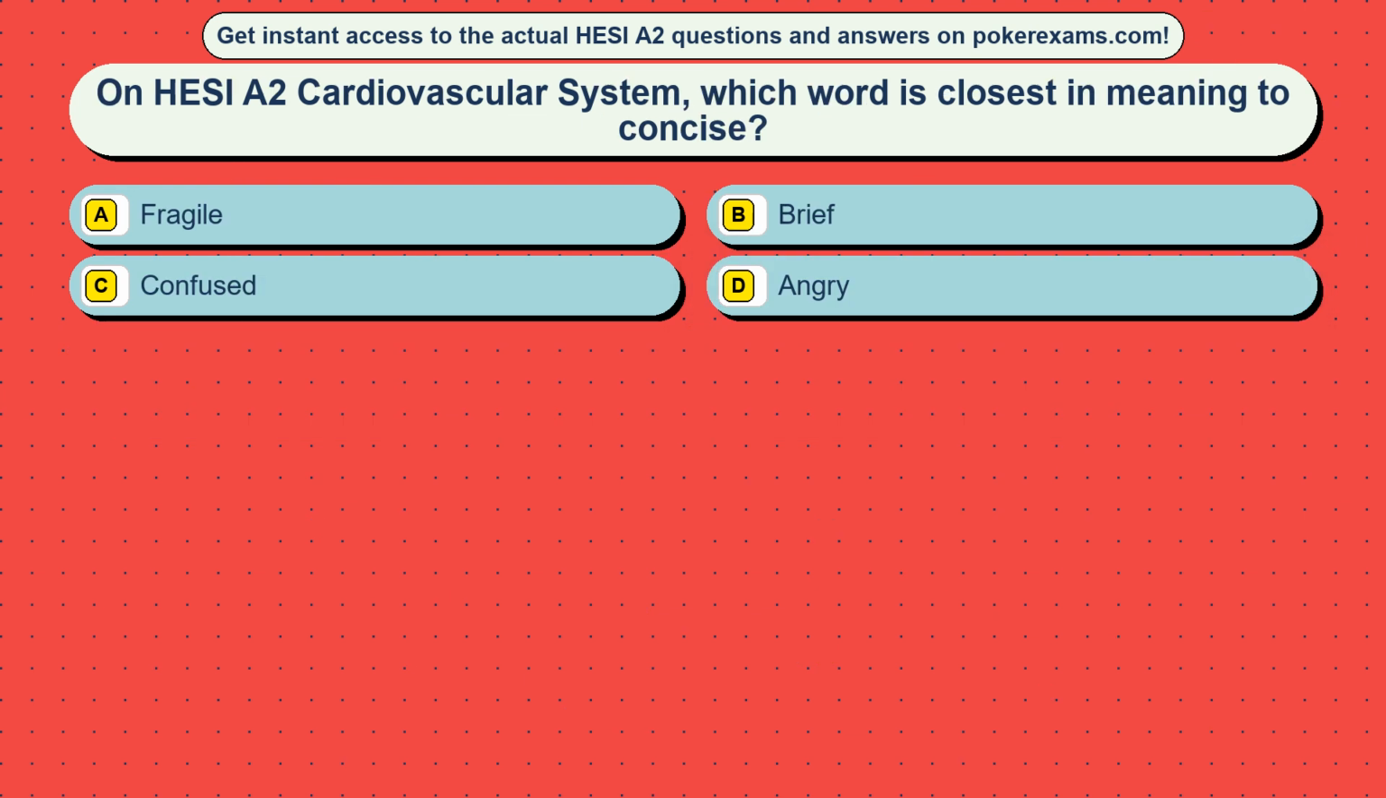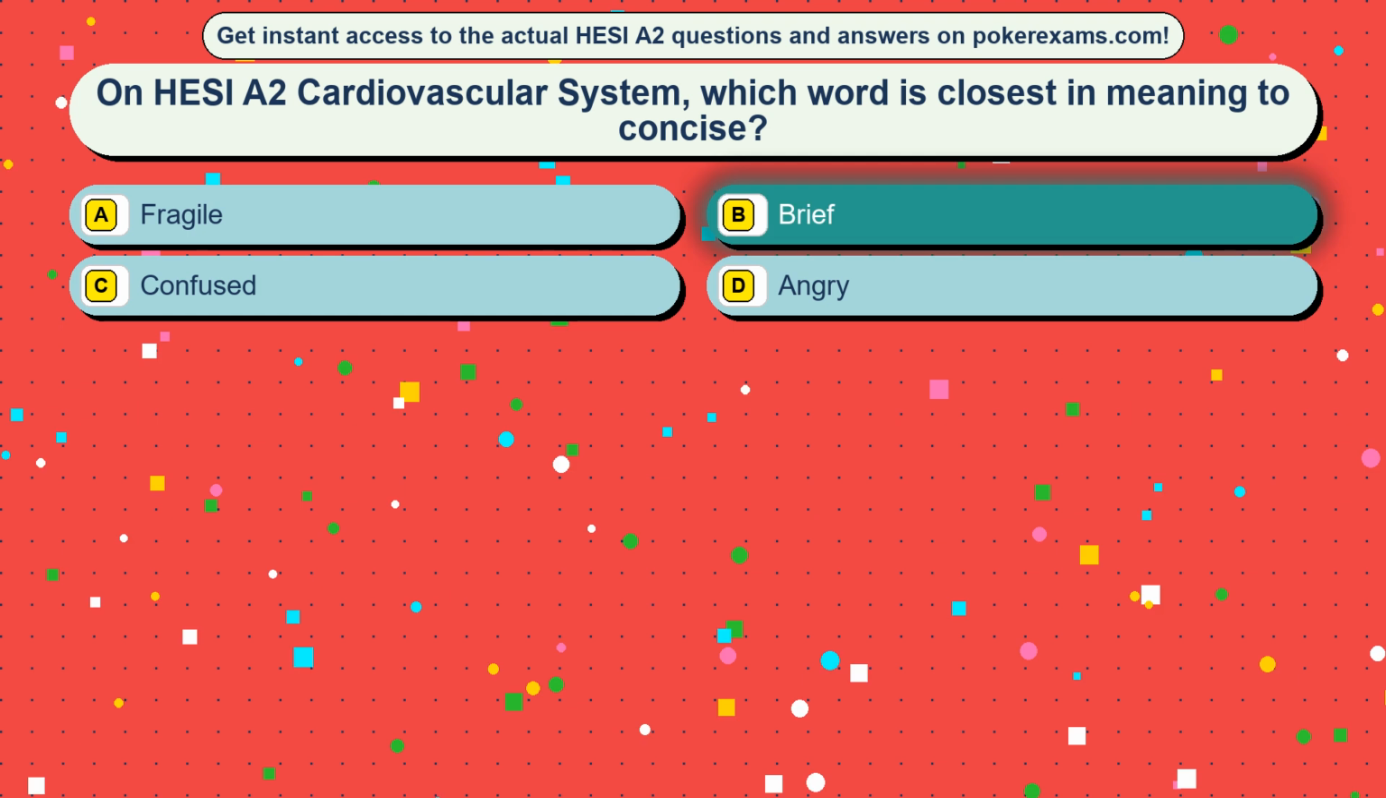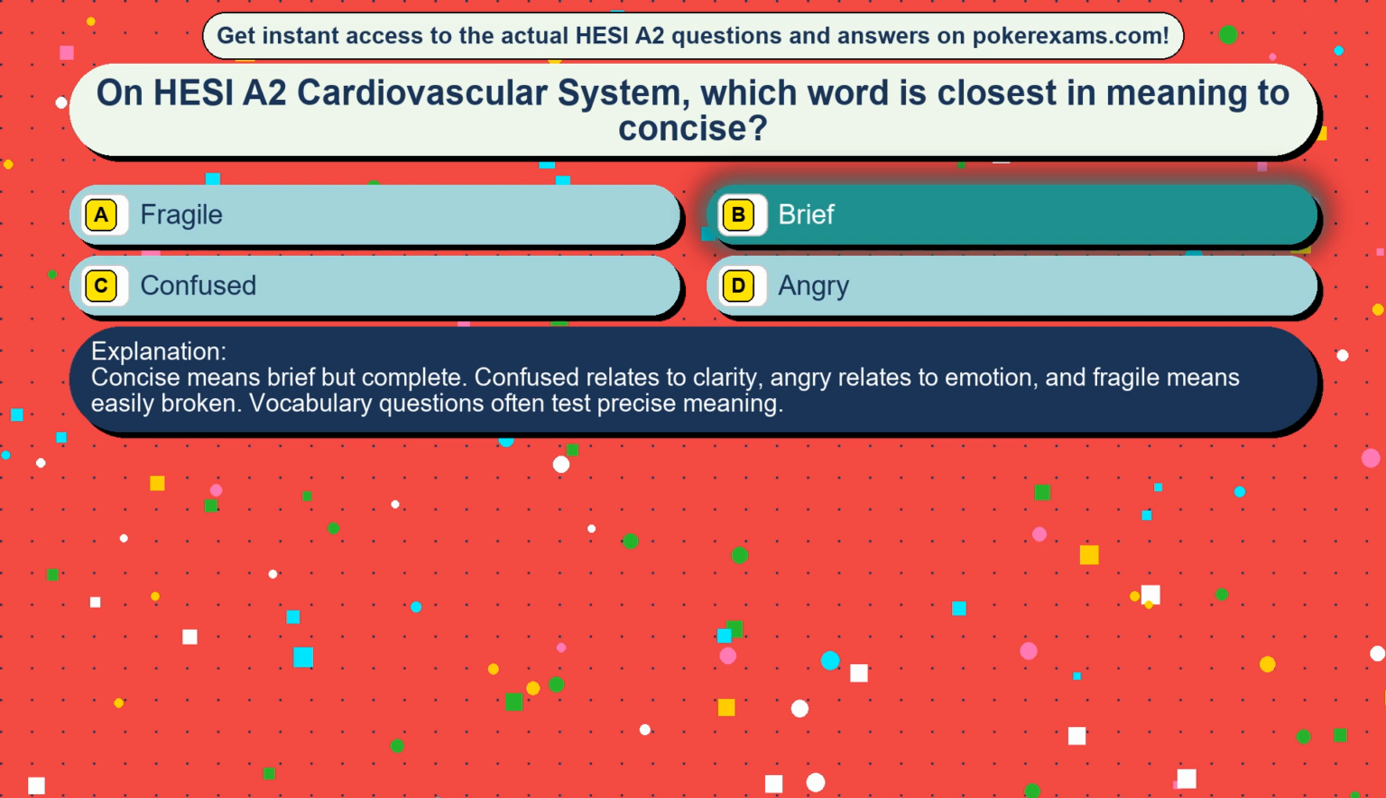Question 44. On HESI A2 cardiovascular system, which word is closest in meaning to concise? Option A, fragile, option B, brief, option C, confused, option D, angry. The correct answer is option B, brief. Concise means brief but complete. Confused relates to clarity, angry relates to emotion, and fragile means easily broken. Vocabulary questions often test precise meaning.